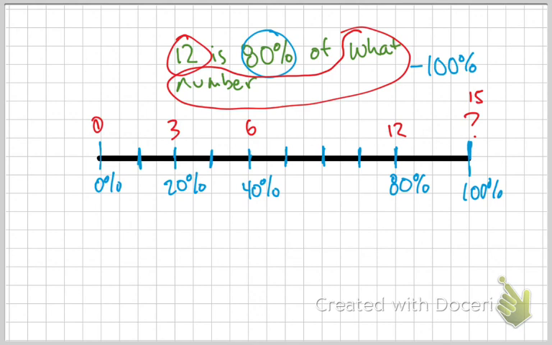Those are 3 very different problems, but they give you a strategy for how to solve those problems using our percent rulers. Make sure that you're using a strategy to determine what is given to you in this problem and what is being asked or what is missing in this problem.